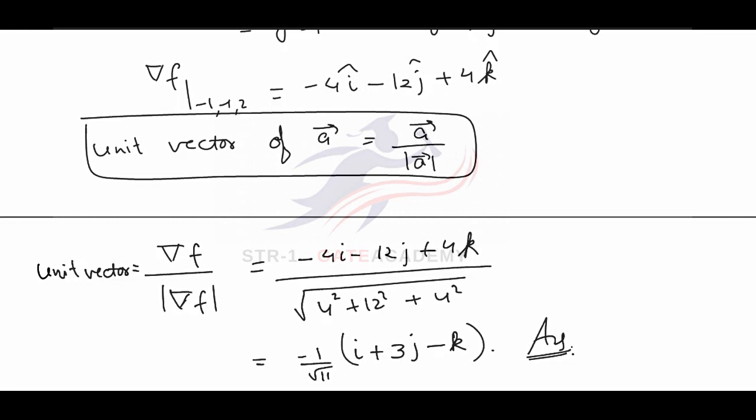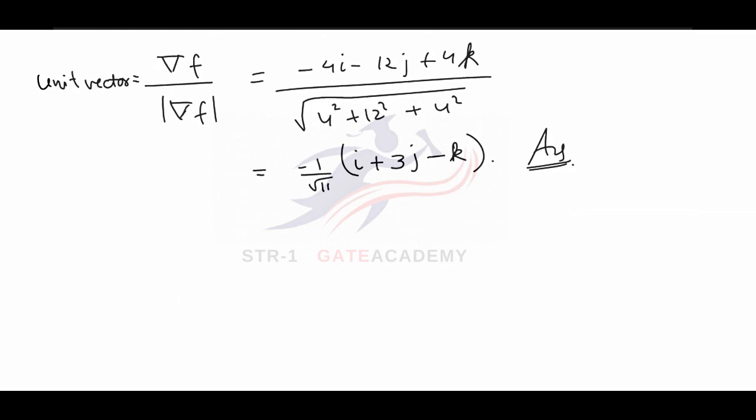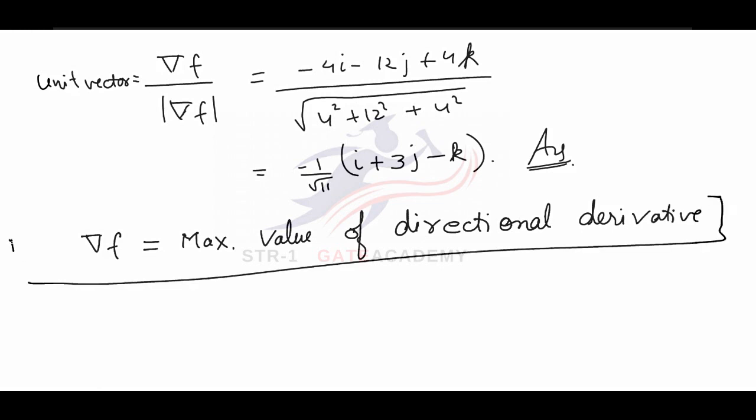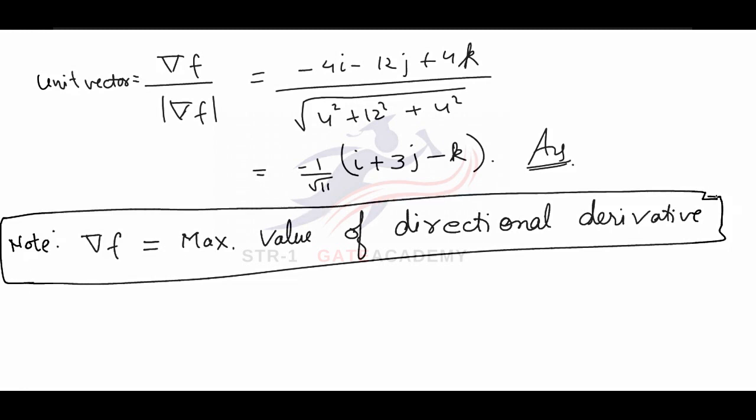Right? And this is basically the maximum value of the directional derivative also. Can you tell me why? Because if you are finding the directional derivative, it will be maximum in the normal direction only. Getting your point? So grad phi is also equal to the maximum value of the directional derivative. Directional derivative. Clear? Keep this as a note. Important. Quite important. Right?